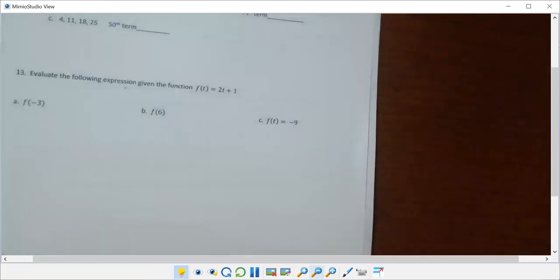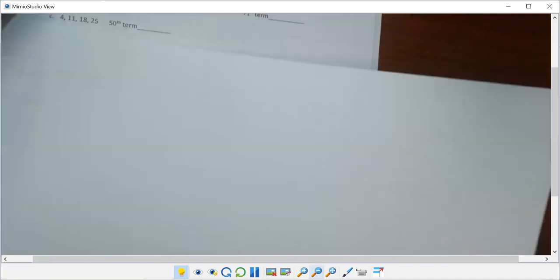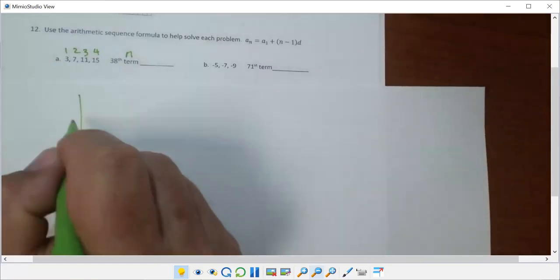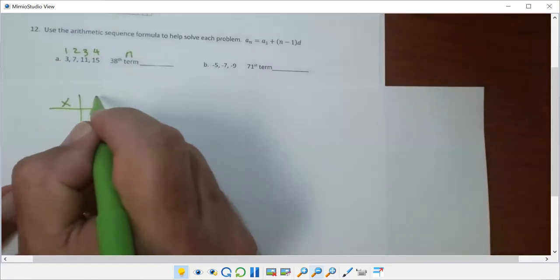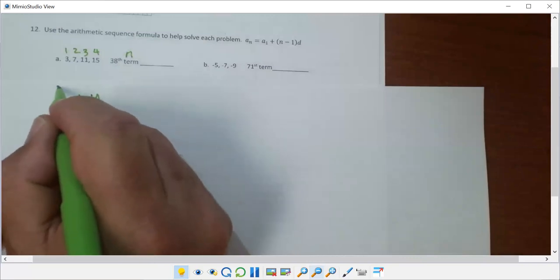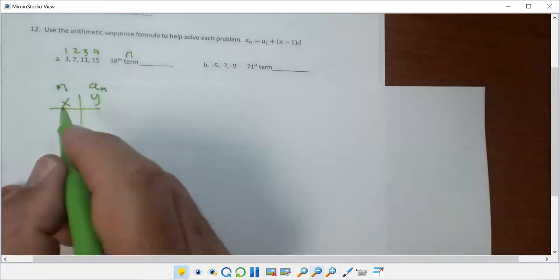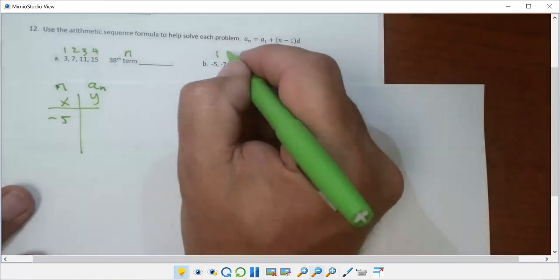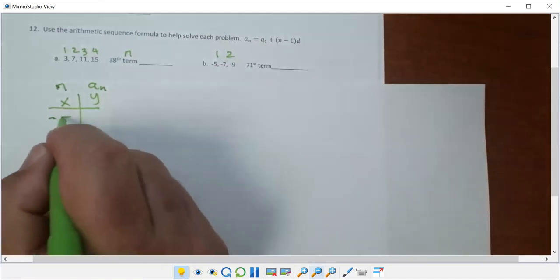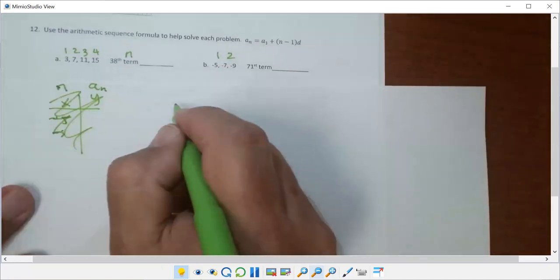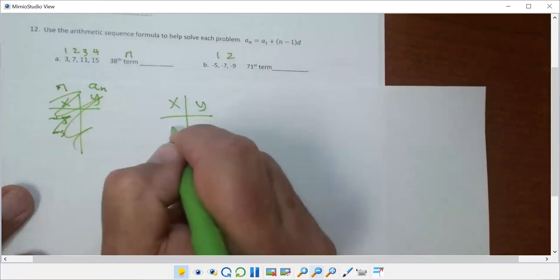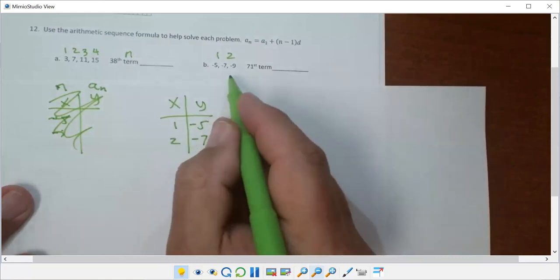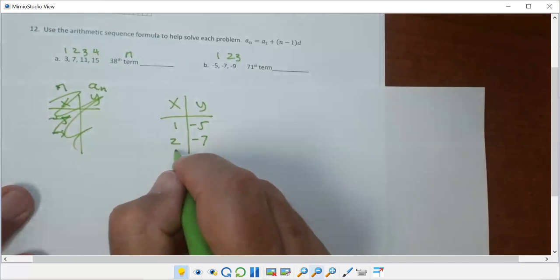All right, so we're going to do B. Same situation. Here we go. I'm going to go ahead and make my table, x and y, which really is n and your a little n. My first number is -5. My second number, oh my gosh, I put them in the wrong spot. Let me redo this. My first number is -5. My second number was -7, and you can see my third number is -9.